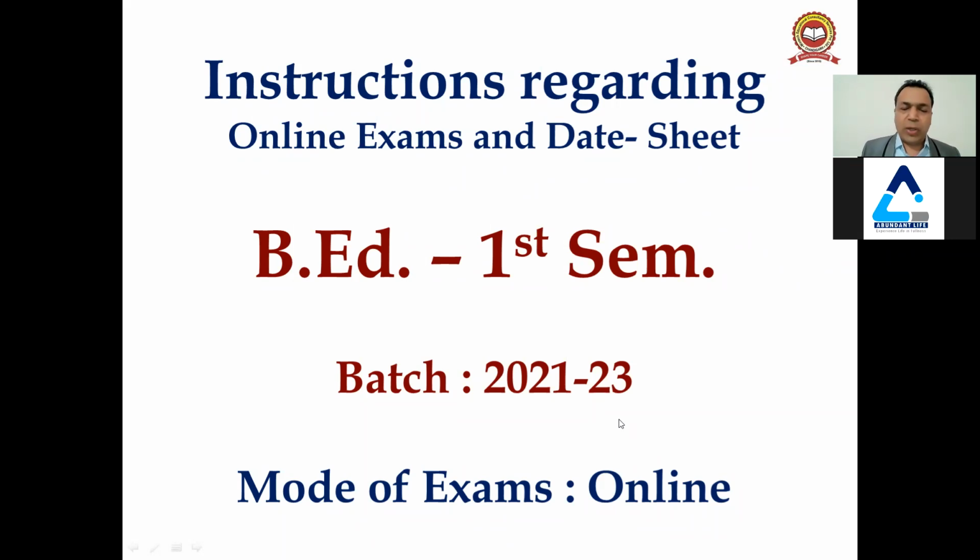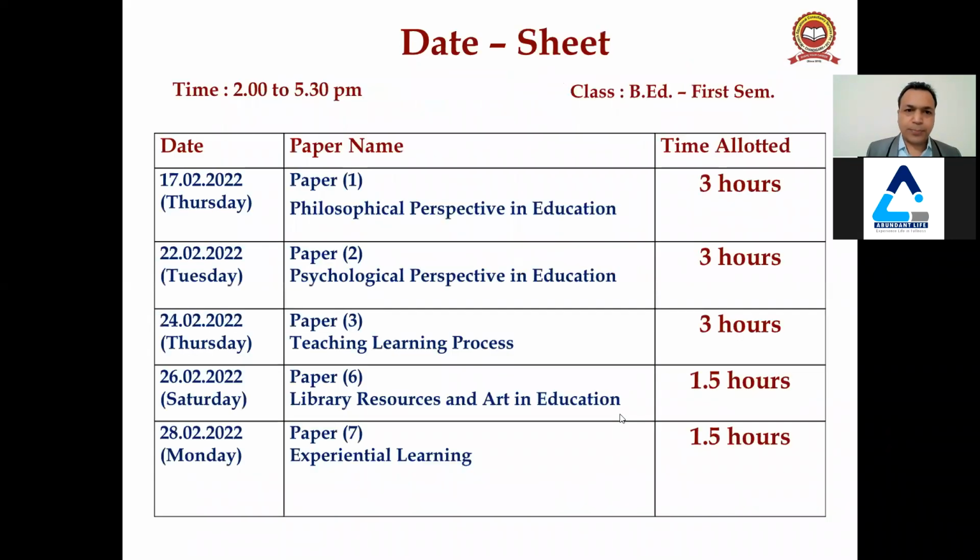First of all, we talk about the date sheet. As you know, there are 7 papers of B.Ed first semester. What are the names of the papers? Philosophical perspective in education, psychological perspective in education, teaching learning process. Third paper, fourth and fifth are your teaching papers, and the sixth paper is library resources and art in education, and seventh is experiential learning.